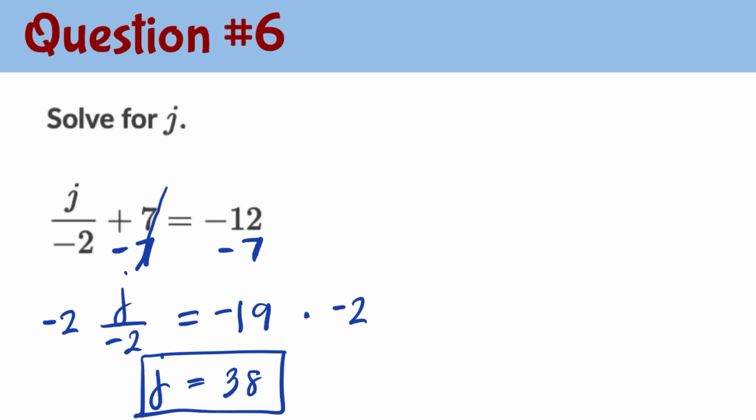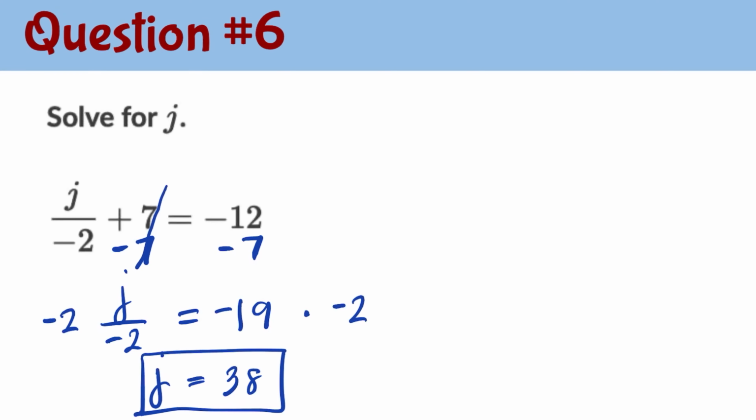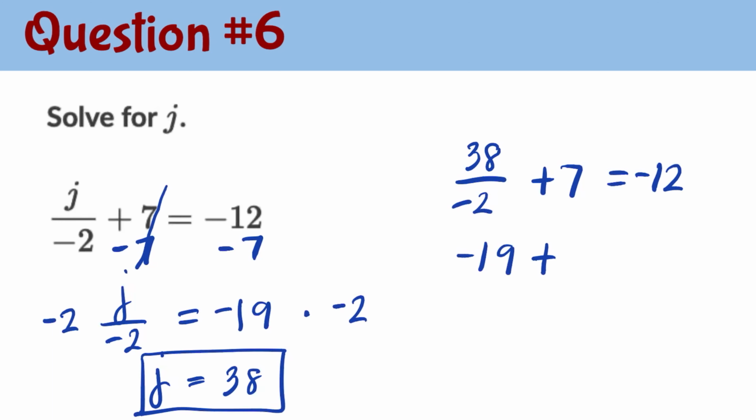Checking our answer, let's plug in 38. So we have 38 divided by negative 2 plus 7. Is it equal to negative 12? What's 38 divided by negative 2? Negative 19, right? Negative 19 plus 7, is it equal to negative 12? Yes, it is. Negative 12 is equal to negative 12.